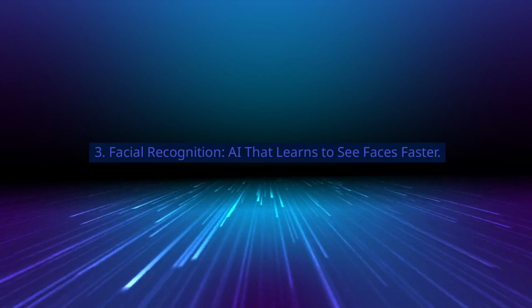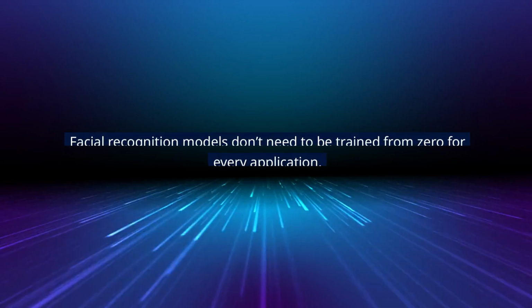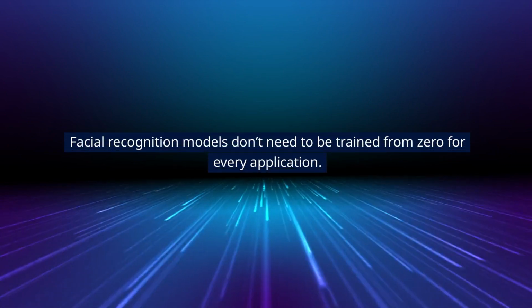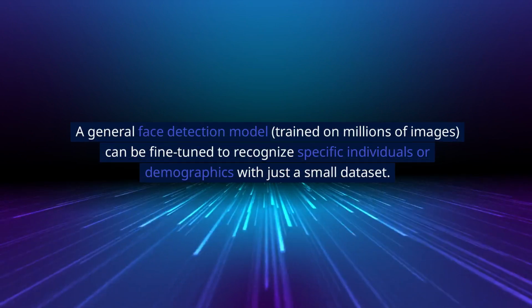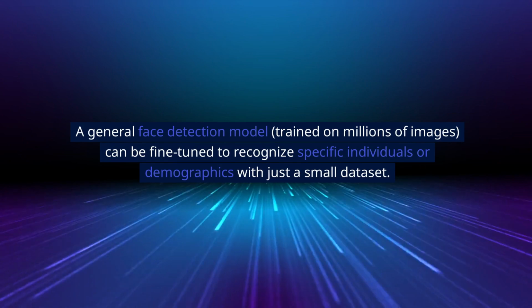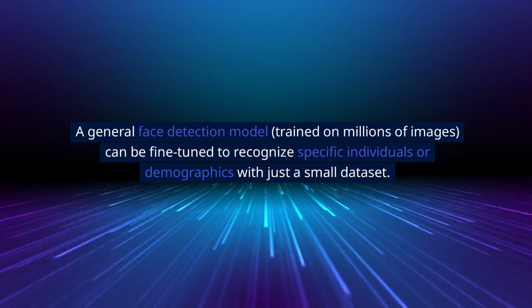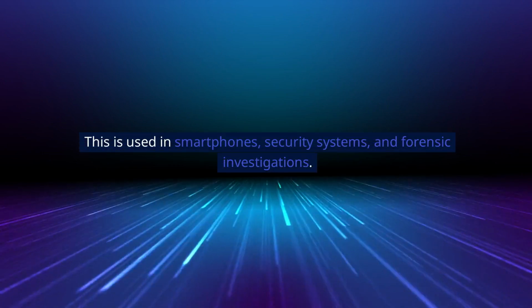3. Facial recognition. AI that learns to see faces faster. Facial recognition models don't need to be trained from zero for every application. A general face detection model, trained on millions of images, can be fine-tuned to recognize specific individuals or demographics with just a small dataset. This is used in smartphones, security systems, and forensic investigations.